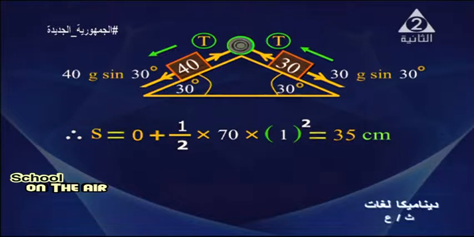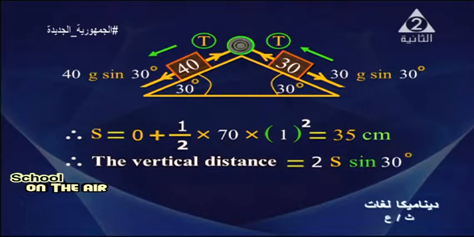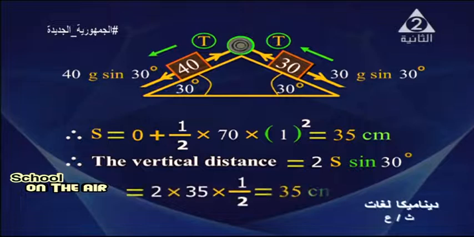Then, what is the vertical distance between the two bodies? The vertical distance equals 2s sine 30, which equals 2 times 35 times sine 30, which equals half. Then the vertical distance between the two bodies equals 35 centimeters.